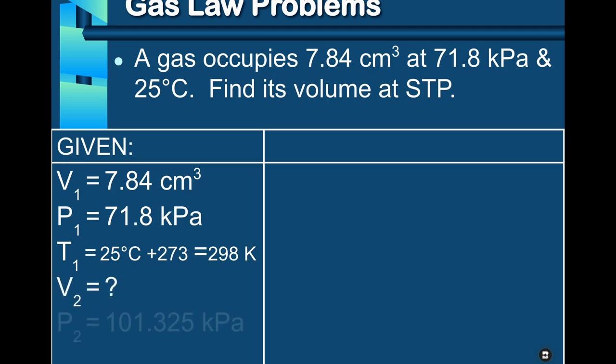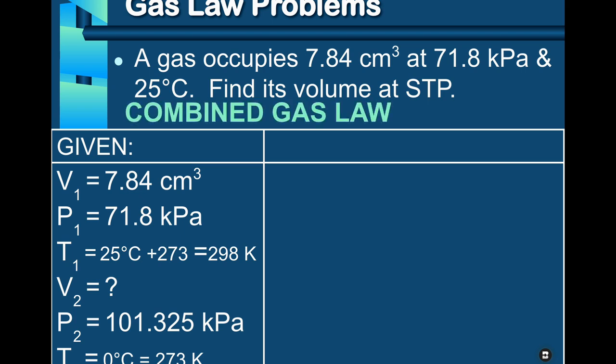Now at STP, we're looking for the volume. Pressure at STP is 1 atmosphere, but because the original pressure was given to me in kPa, I'm going to record that as 101.325 kPa, because remember that's equal to 1 atmosphere. And temperature at STP is 0 degrees Celsius or 273 Kelvin. So I'm going to use the combined gas law because I have P, V, and T. You can see here that my pressure is going up, my temperature is going down, and therefore perhaps my volume's going down. Both of those would indicate a decrease in volume.